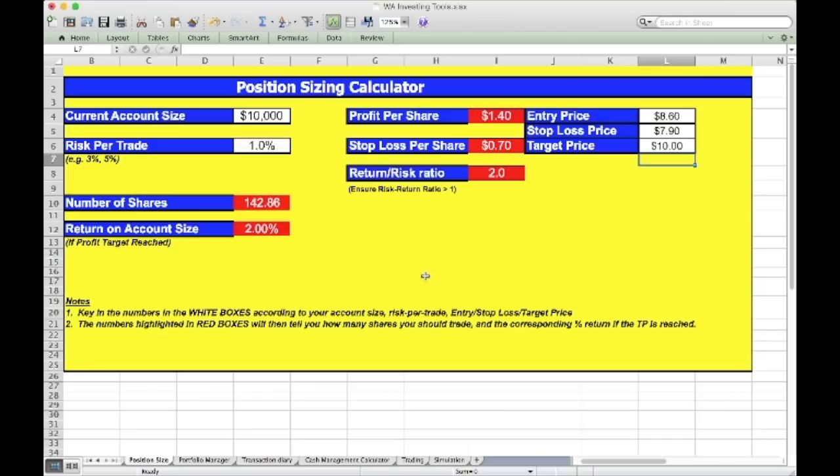In the second example, I was going short on JCPenney. So for going short, my entry price was $16.50, which I'm going short.